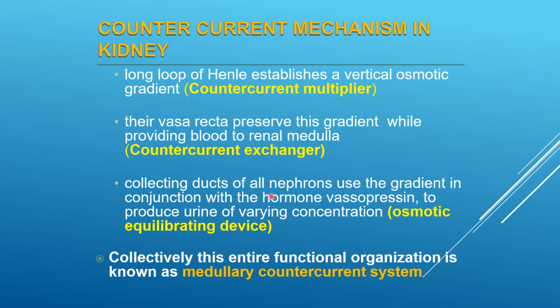And the collecting ducts of all nephrons use the gradient in conjunction with the hormone vasopressin to produce urine of varying concentrations. So that is the osmotic equilibrating device, the collecting ducts. Collectively, this entire functional organization is known as the medullary countercurrent system. This countercurrent system or exchange system operates in the medullary nephrons, not in the cortical.